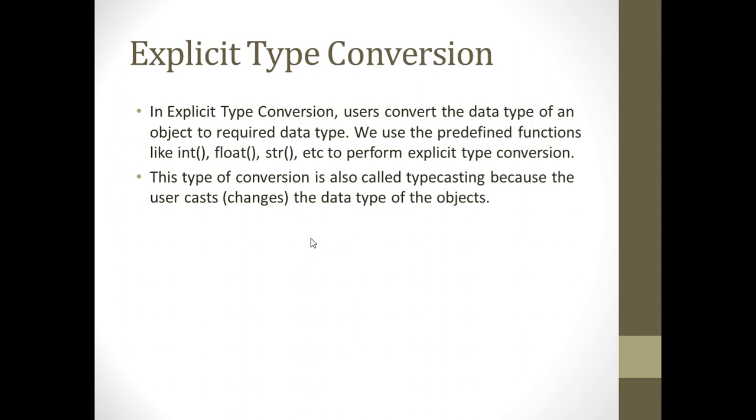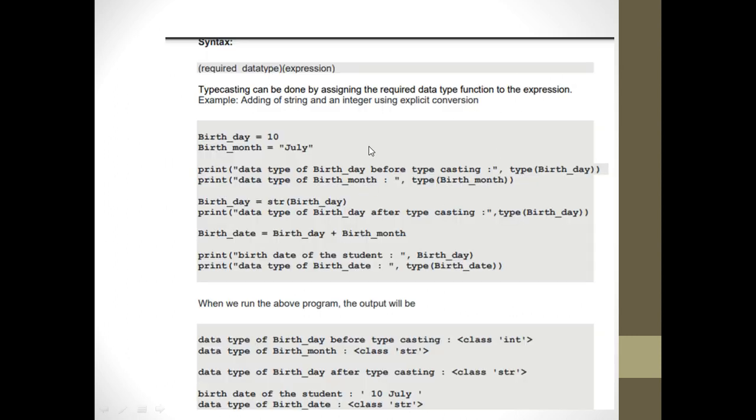Now we will talk about explicit type conversion. We briefly saw what explicit type conversion is when we were reading about the input function to accept the input. So here we use functions like int, float, str, so that we can convert from one type to the other.